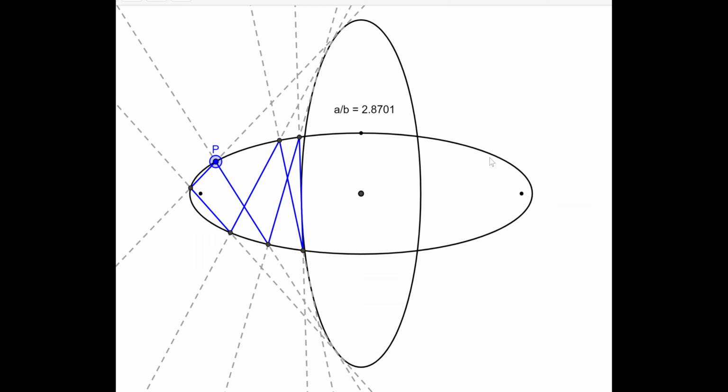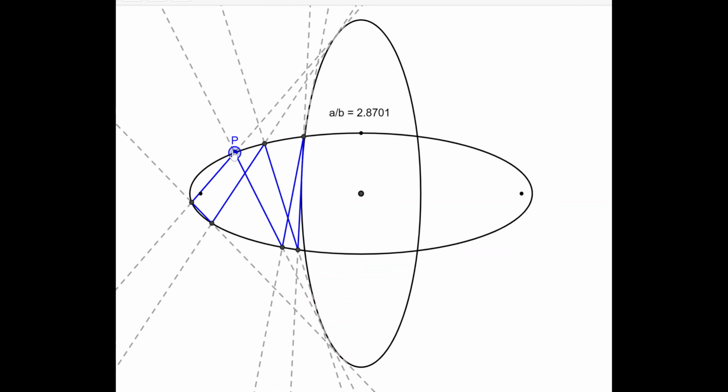So consider one ellipse shown here with its major axis along the horizontal and a copy of it rotated 90 degrees about their common center. Okay. Now it turns out that if the aspect ratio of both ellipses is this number here, 2.870 blah blah blah, and this is a numeric approximation, you can close on n equals 7.